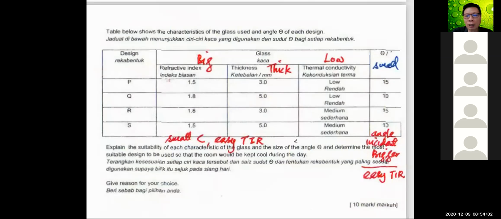Okay, now answer in a table. Inside a table, 2 columns. Left column is your suggestions. You suggest big, low, and small angle theta. And then on the right hand side, you state the reason. Okay, do it now. Use a table.